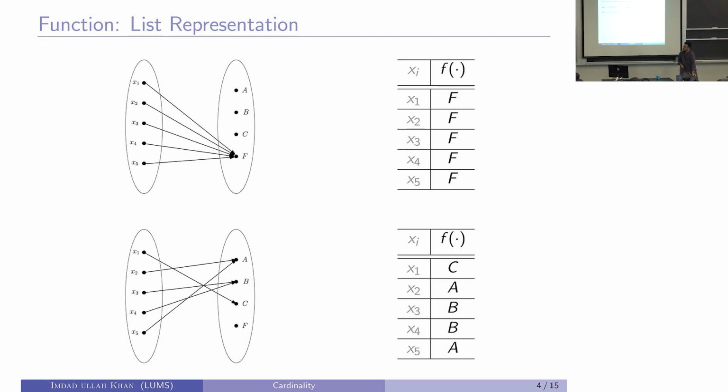So let's look at this. Is this function onto? Look at this thing. Is this function onto? Why not? From the list, how do you know it's not one to one? From the list, how do you know it's not one to one?